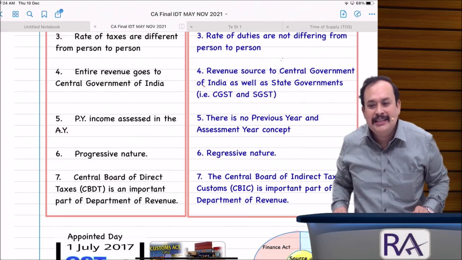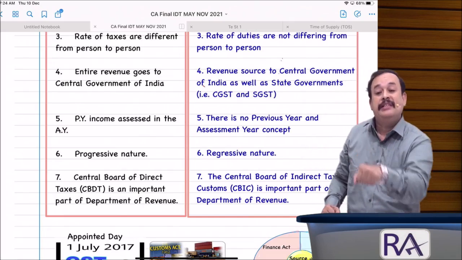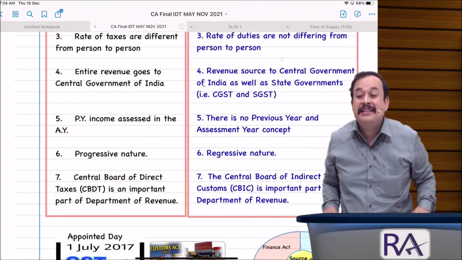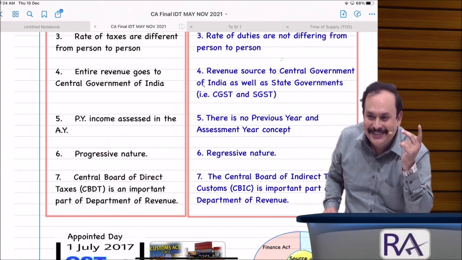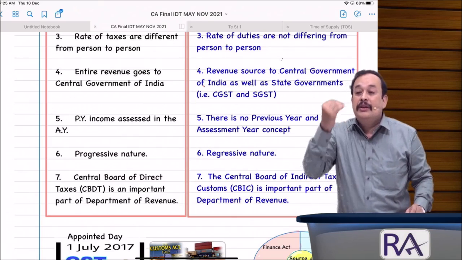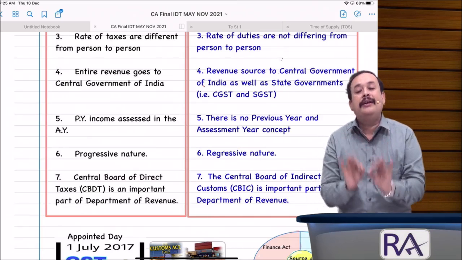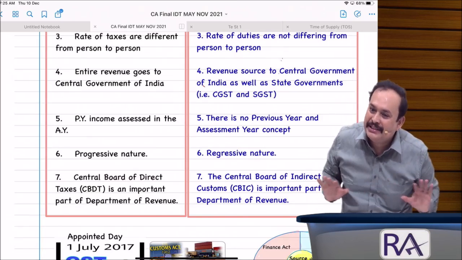Previous year and assessment year you very often come across in income tax, which are not there under indirect taxes. Then one can ask me, sir, what do you mean by previous year? We name the previous year as the preceding financial year. Whereas the assessment year is named here under indirect taxes as the financial year.